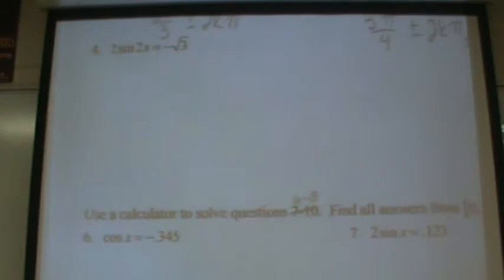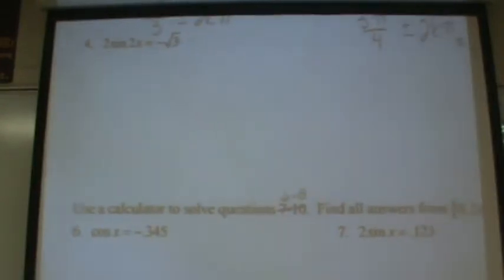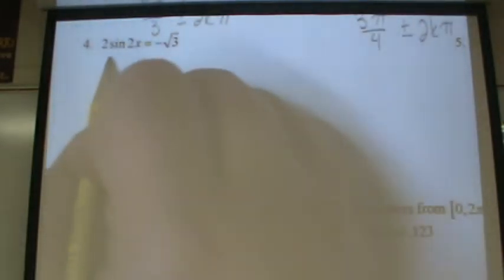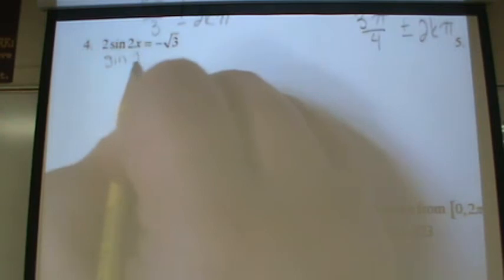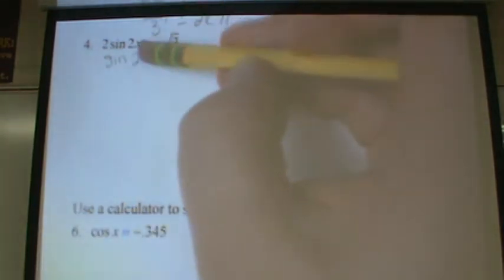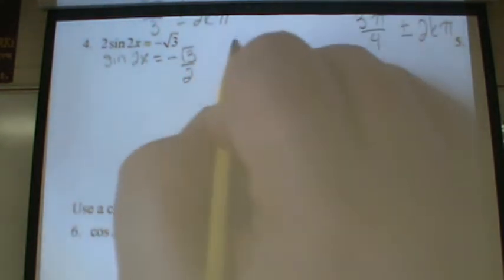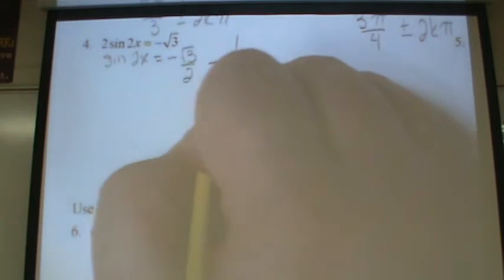For number 4, again we want to isolate that sine 2x, and we'll deal with the 2x later. So we're going to get sine 2x equals negative root 3 over 2. That goes back to our triangle.